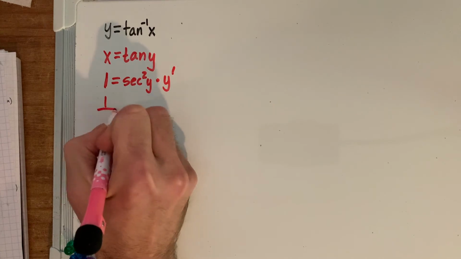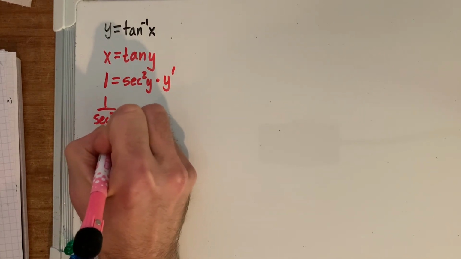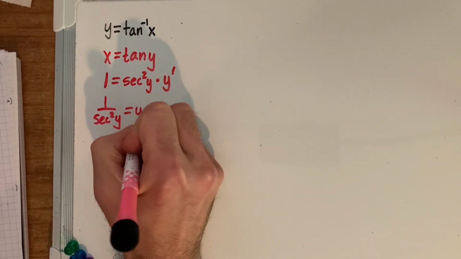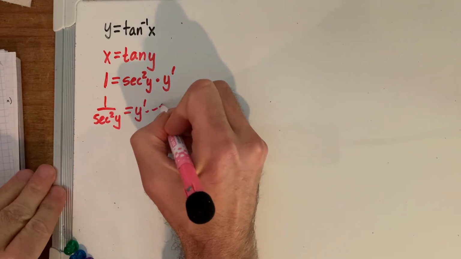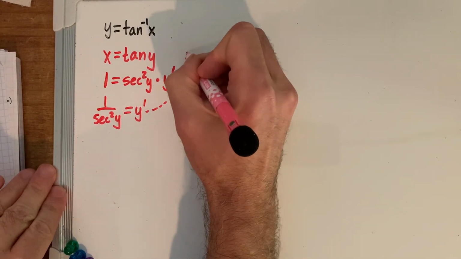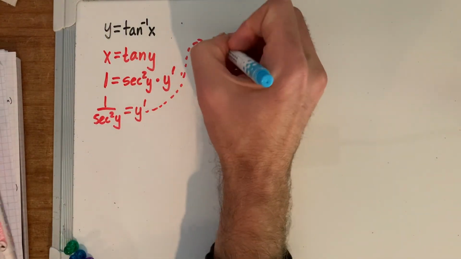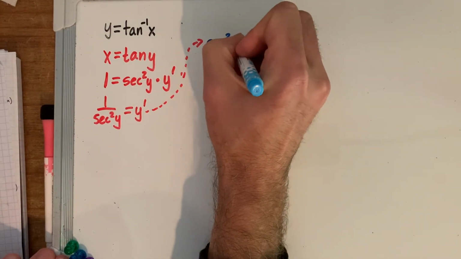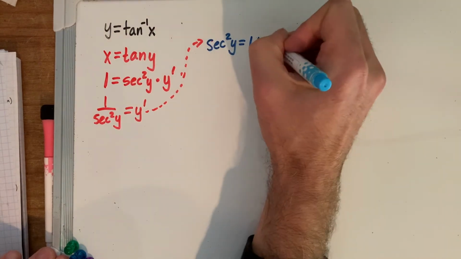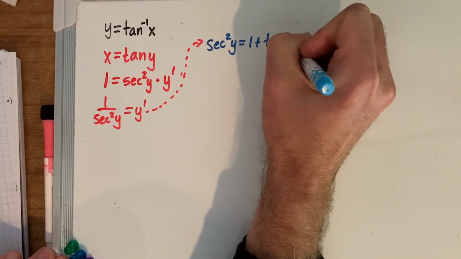Same idea, I'm going to divide each side by secant squared. Okay, and I'm going to use a trig identity again. The trig identity that is useful to us in this situation is that the secant squared of y is equal to 1 plus tangent squared of y.